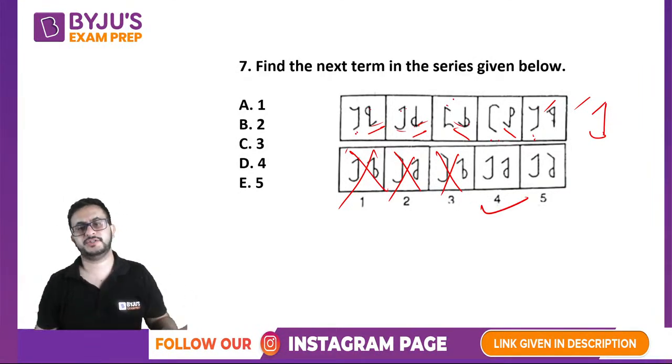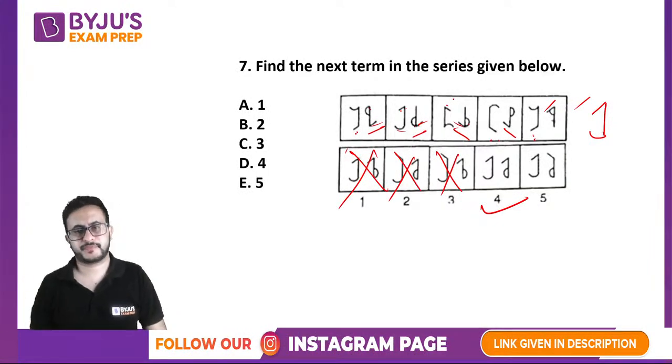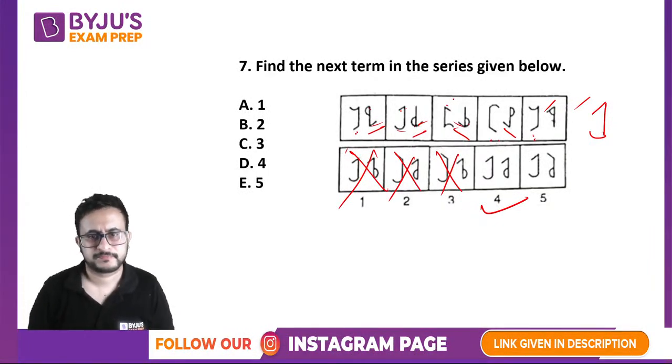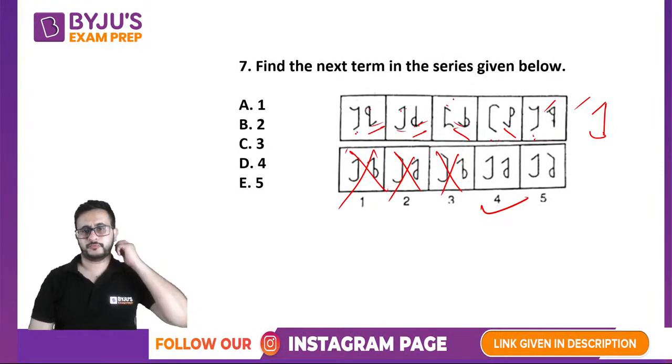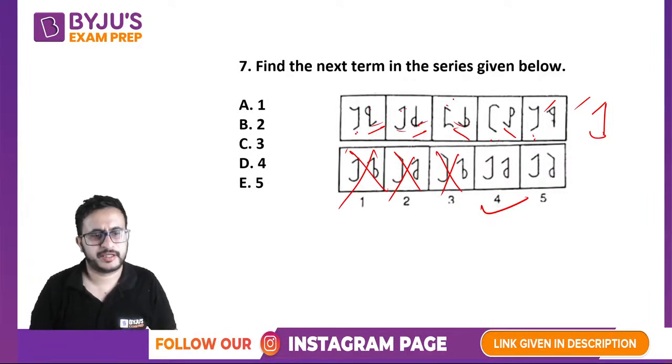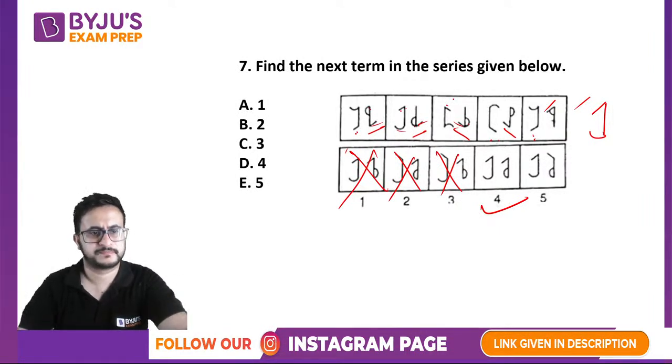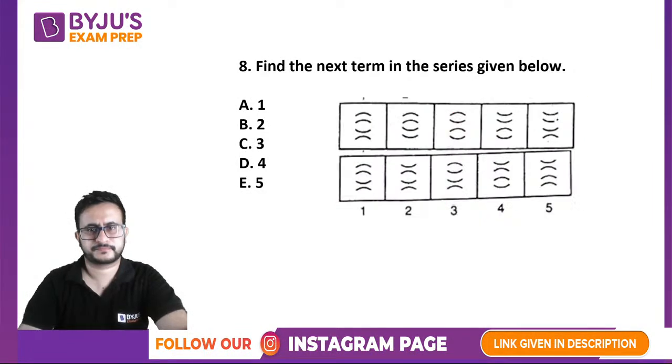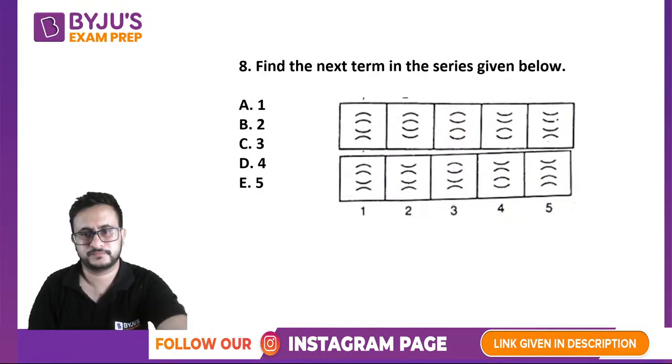So we need to check each of the elements and find out how it is going. For both the lines, there is a curve part and the arrow part. See the pattern of how it is going, and accordingly find the next one. So let's find the next term in the series.